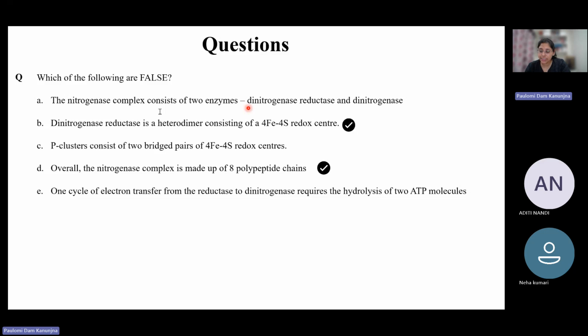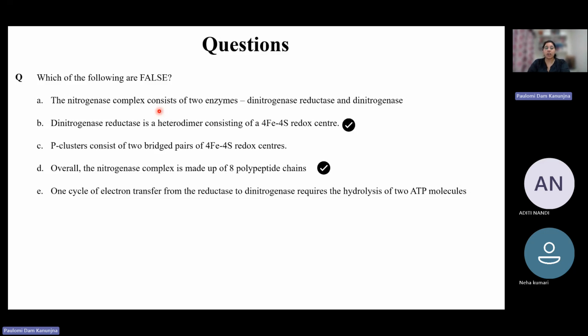Wait, I'll come to this. Just give me a second. I will come one by one. Maybe we will go over that. Sorry. Yeah, I'll come to the E question. I have seen that and I'll come back to it. But let's first look into B. B is incorrect because the correct statement would be dinitrogenase reductase is a homodimer consisting of 4Fe, 4S redox center. Next one says the P cluster consists of two bridged pairs of 4Fe, 4S redox centers, which is correct.